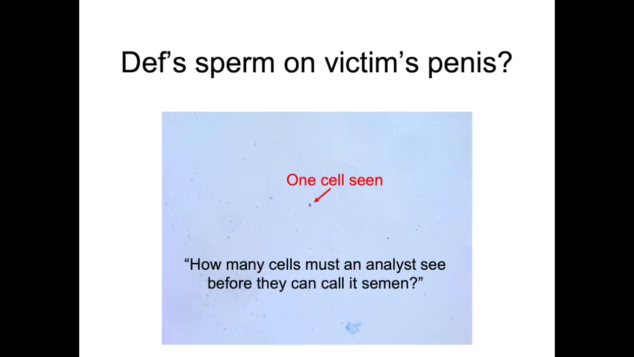Another forensic question was whether the defendant's sperm was on the victim's penis. From the microscopy analysis, 1 cell was seen. By some protocols, this would mean that there's no strong support for sperm being present. Other protocols might find that sperm is present. How many cells must be seen to call it semen? And whose cell is it?